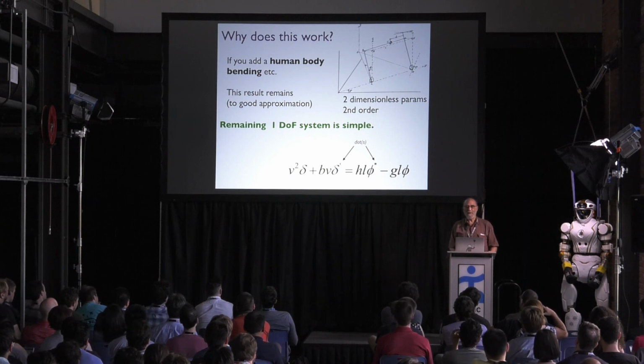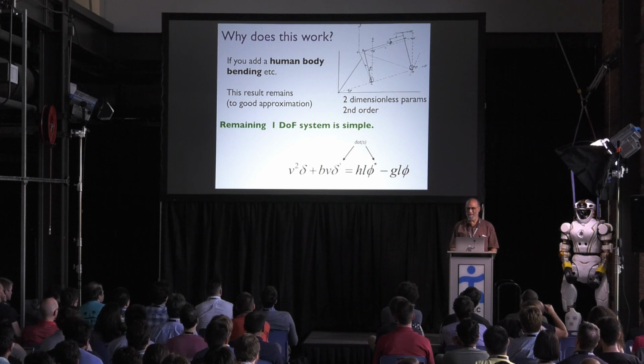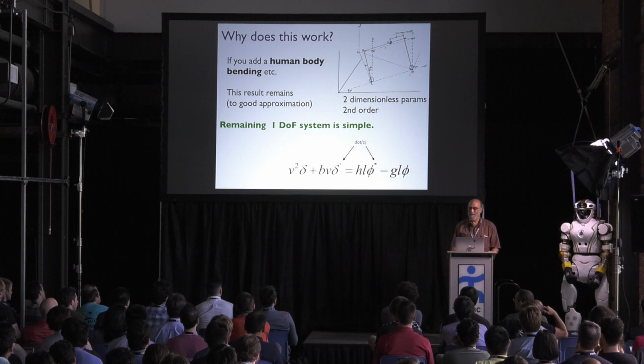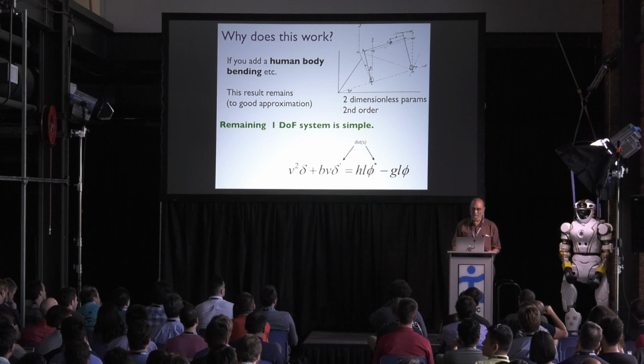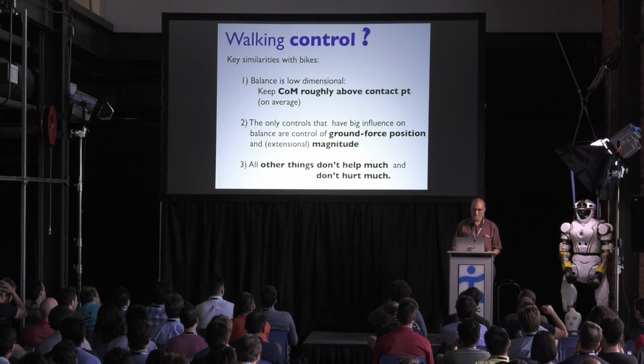What if you add to the bicycle lots of other degrees of freedom? You say, oh, real bicycles are complicated, they have humans on them, and they lean, and so on. It's my belief, and this is not tested, but we could test it in simulation, that this model will still be good. All those extra degrees of freedom cannot help you balance much, and they can't hurt your balance much, and we will still be able to balance a bicycle using this model.